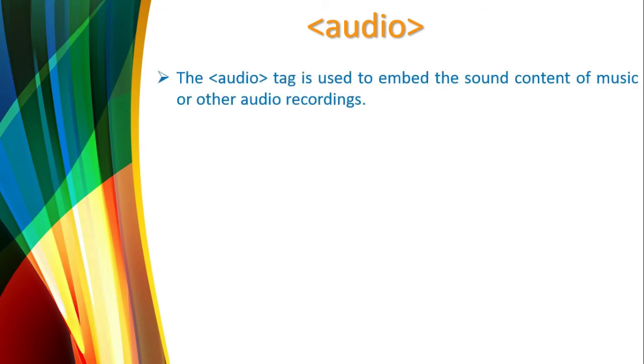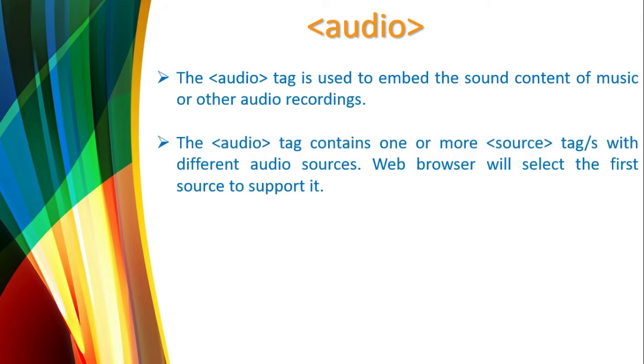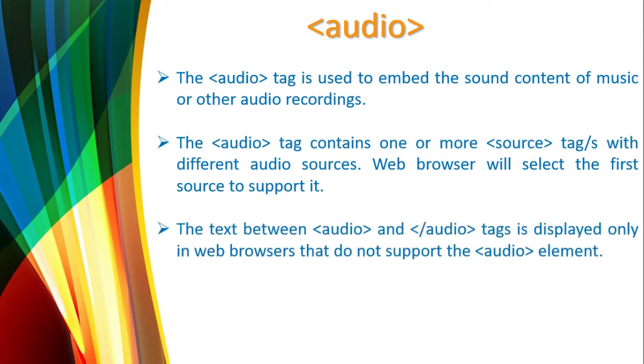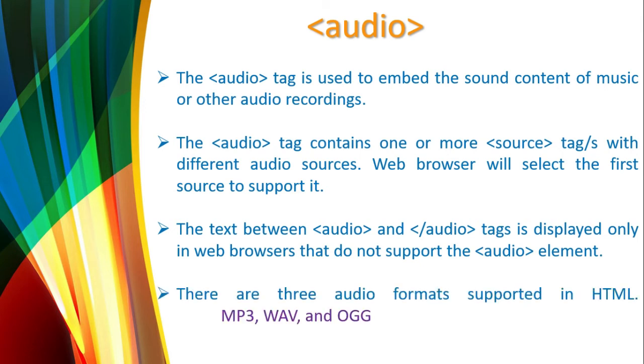And also we can use the audio tag to add sound content of music or other audio recordings. The audio tag contains one or more source tags with different audio sources. The web browser will select the first source it supports. The text between the opening audio tag and closing audio tag is displayed only in web browsers that do not support the audio element. There are some audio formats which are supported in HTML. They are MP3, WAV and OGG.